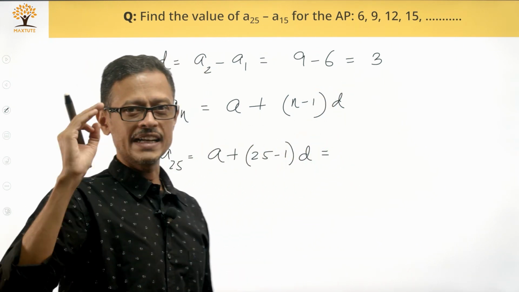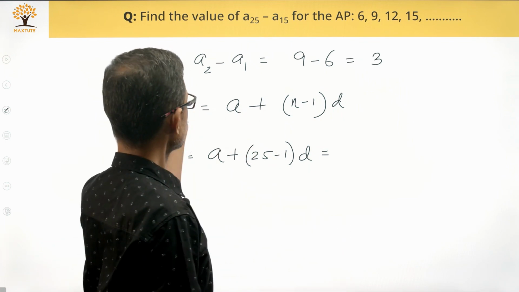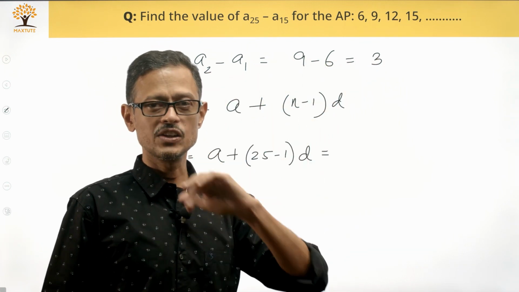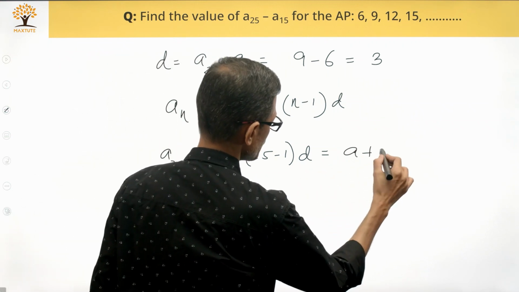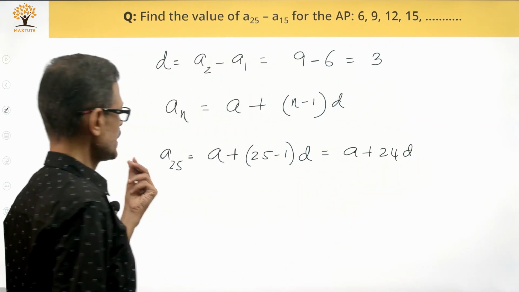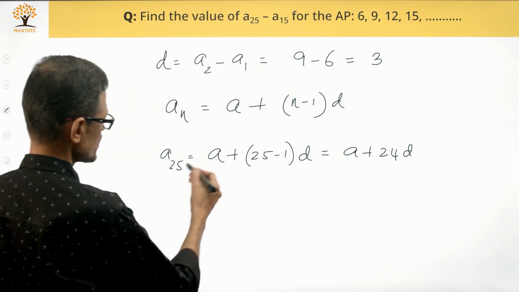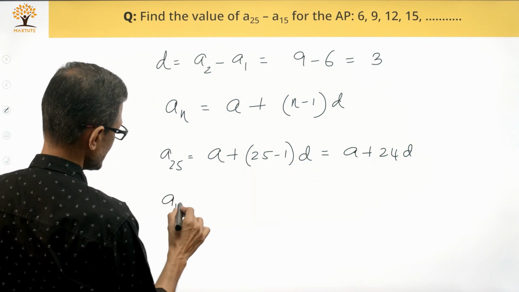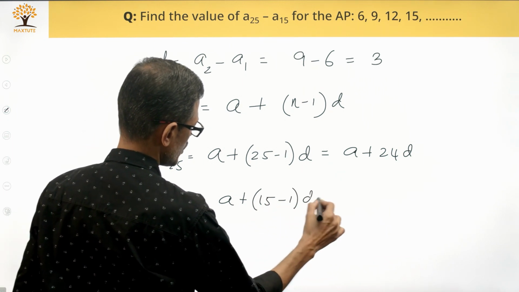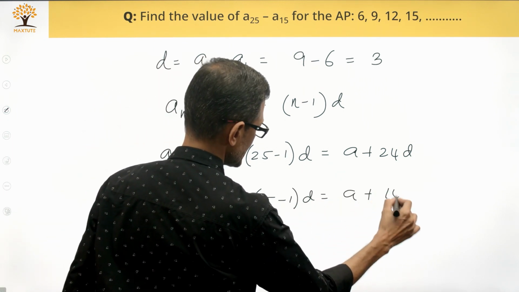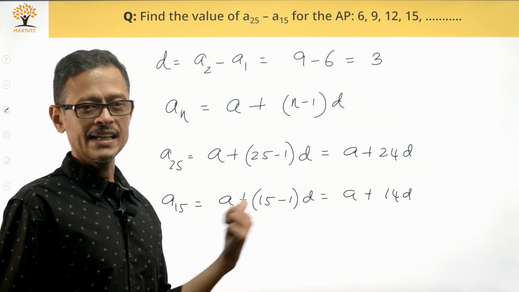Let's write the common difference right now as d. And in the last step, let's plug in the value of d to be equal to 3. So we'll continue with the d till we come to the last step. So this is equal to a plus 24d. So A25 is a plus 24d, known to us even if we did not write this step. A15 correspondingly will be equal to a plus 15 minus 1 times the common difference, which is a plus 14d. So we've got A25 and A15.